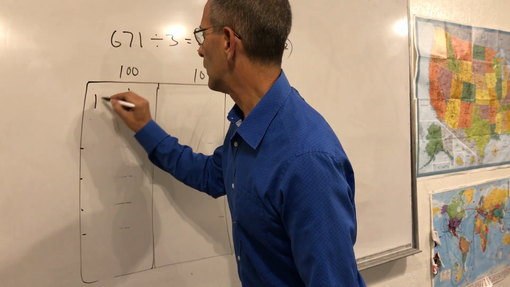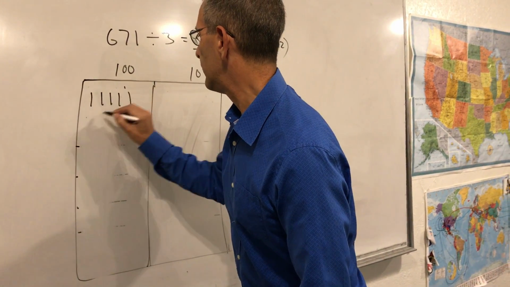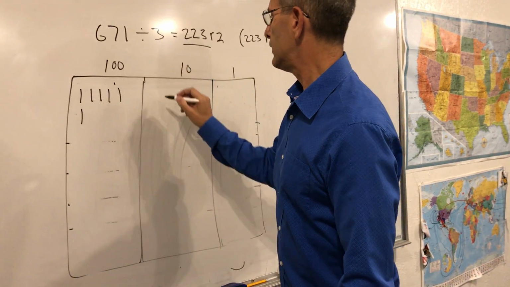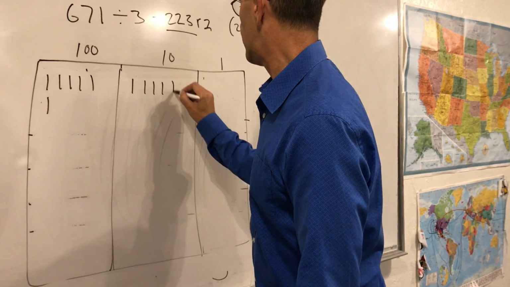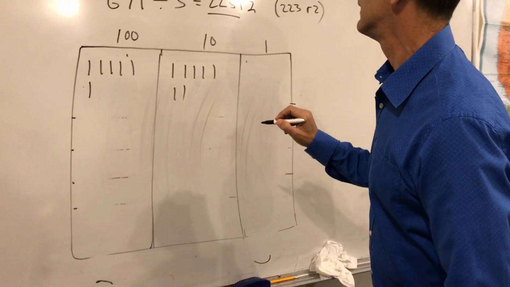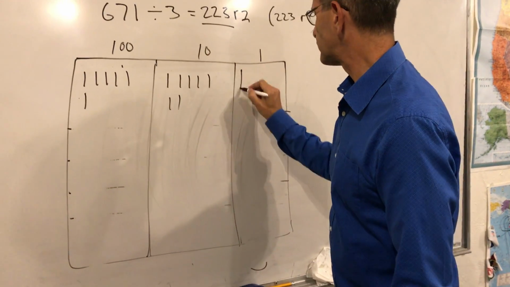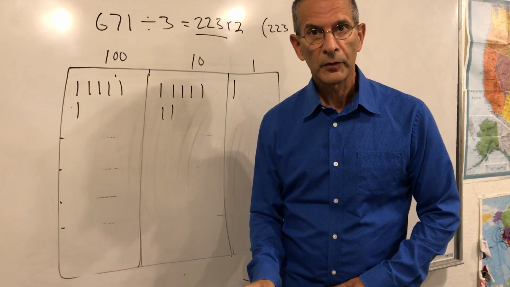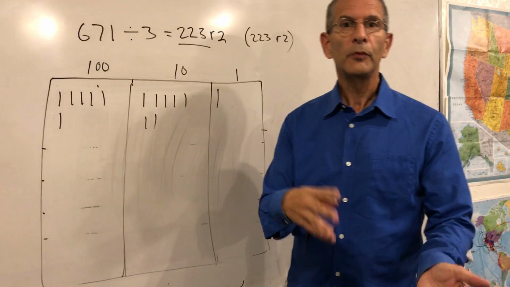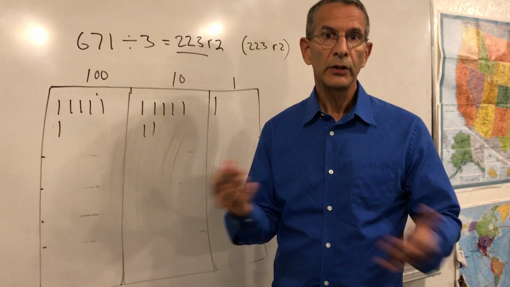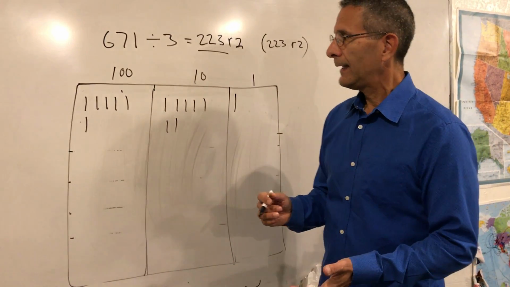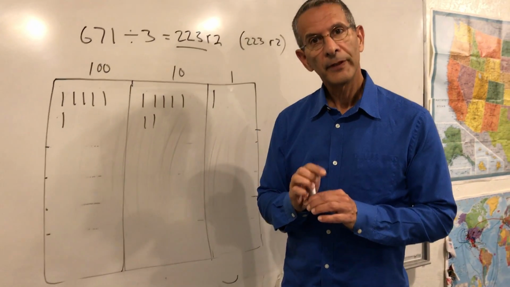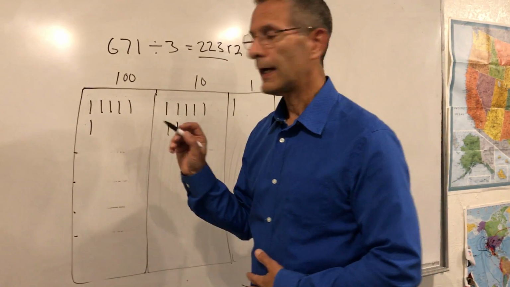So that's 6, 1, 2, 3, 4, 5, 6. 7 tens, 1, 2, 3, 4, 5, 6, 7. And 1 one. Okay, now, the first time we put them into three groups. Now we're going to put them into groups of 3. With division, you can do it either way. And it's kind of easier to put them into groups of 3. So watch how you do that.